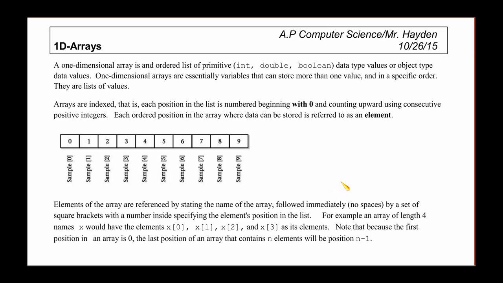All right, you refer to each element in the array using the name of the array, then an open square bracket, then its position, then a close square bracket. And because the first position has an index of 0, the last position is going to be in position n minus 1 if you have n elements in your array.